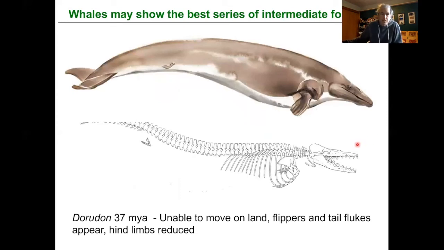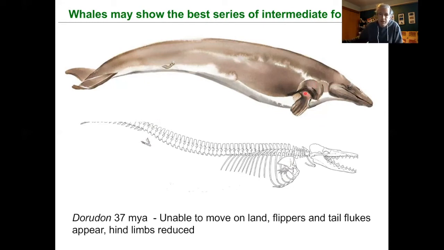After Rhodocetus, we see Durodon. This one first appears in the fossil record about 37 million years ago. At this point, if you look at it, this animal is pretty unable to move on land. Its hind limbs have been reduced to tiny, tiny little vestigial back legs. You can see them in the skeletons here. The pelvis is totally gone, so these little tiny limbs aren't actually attached to anything. The forelimbs are barely capable of reaching the ground, certainly not capable of propelling the animal along.